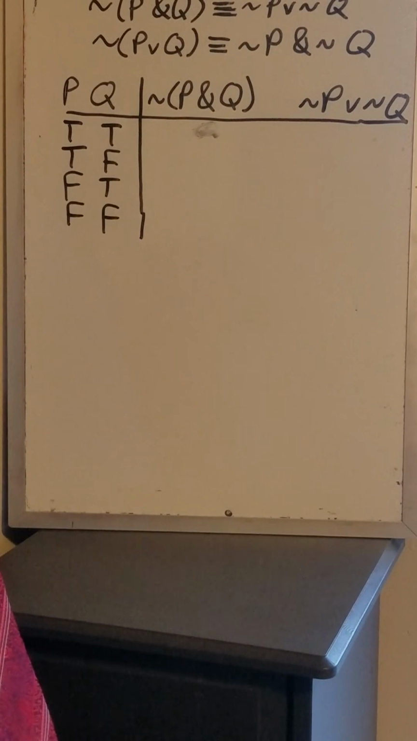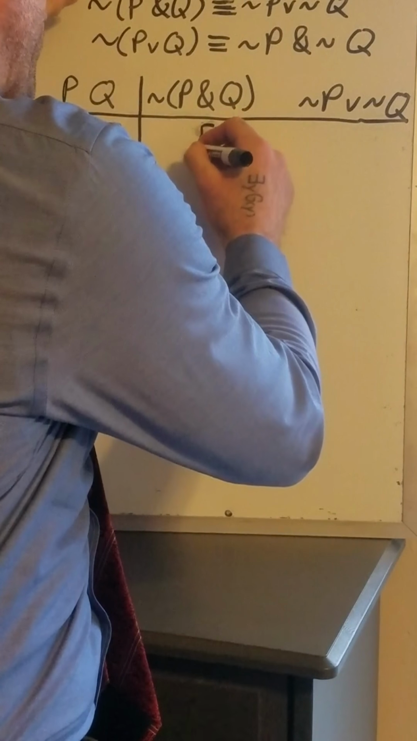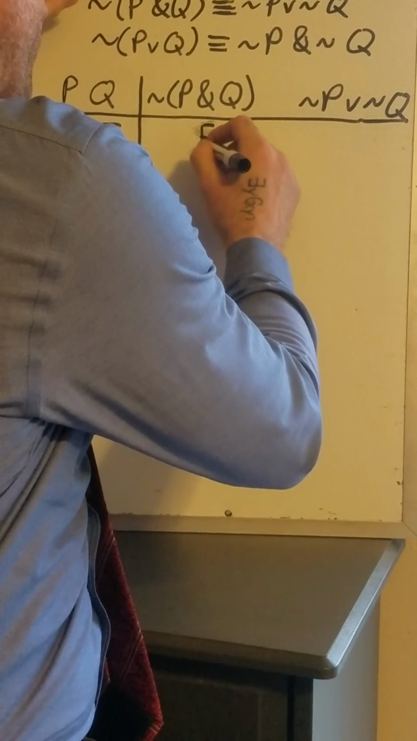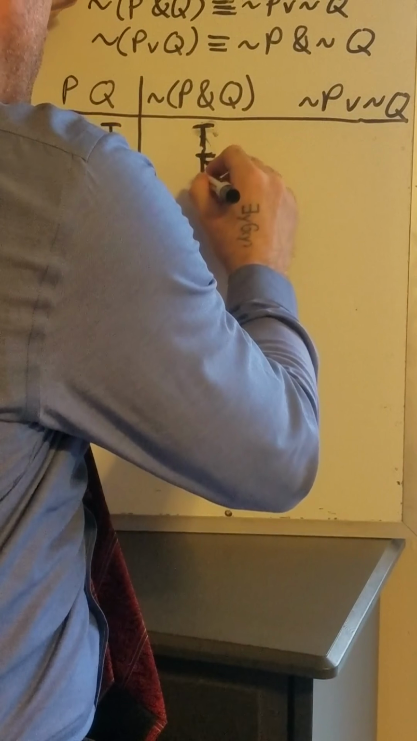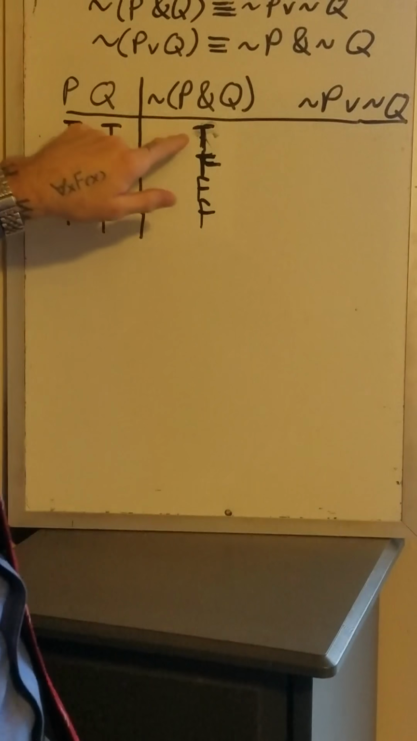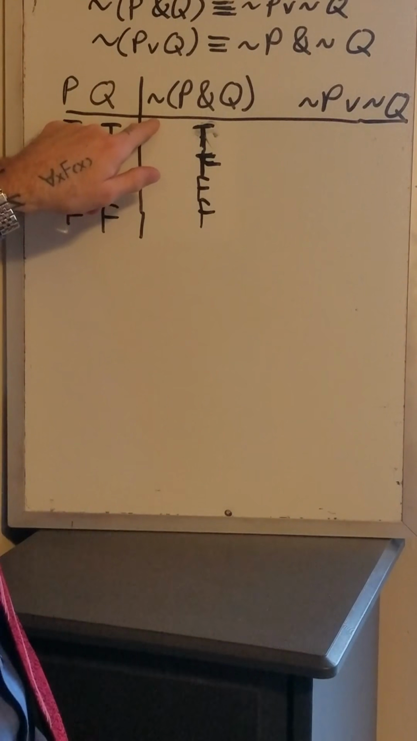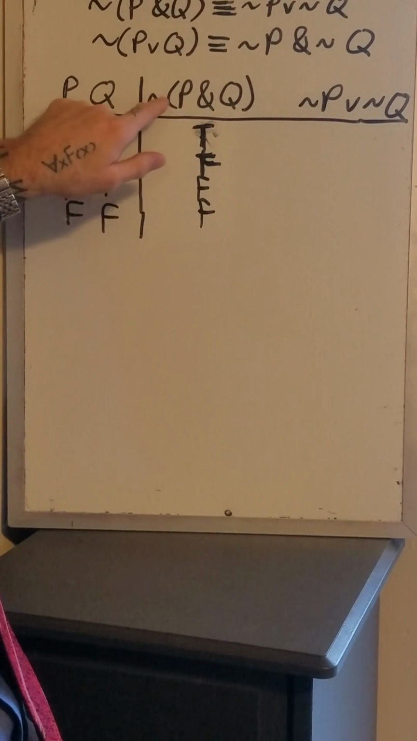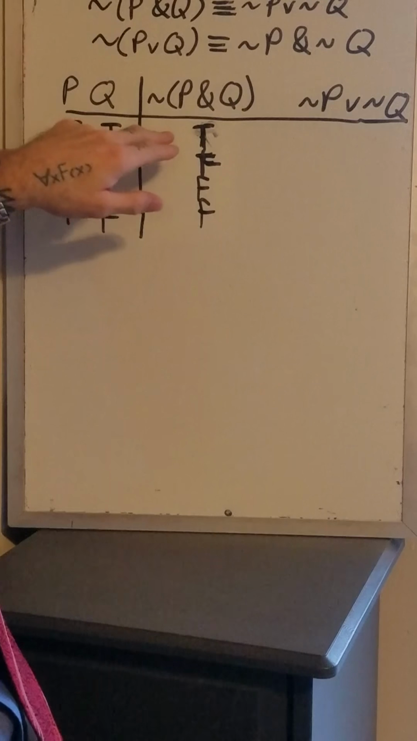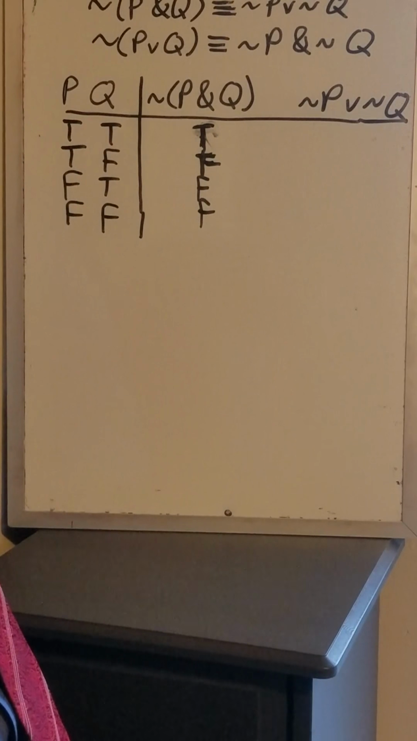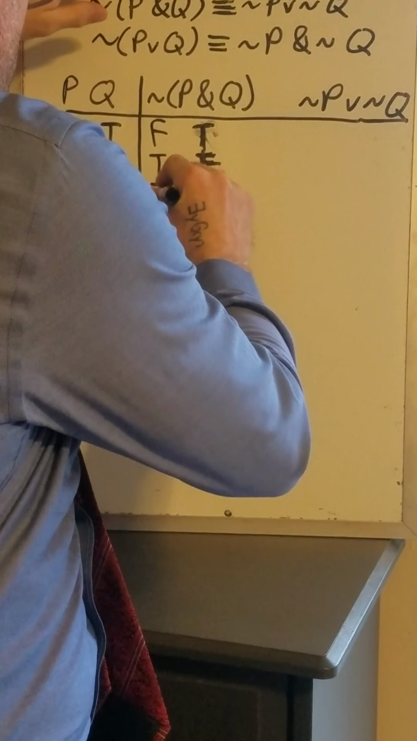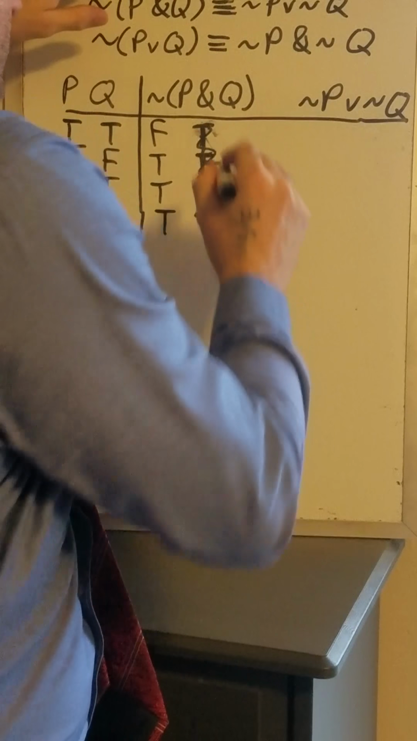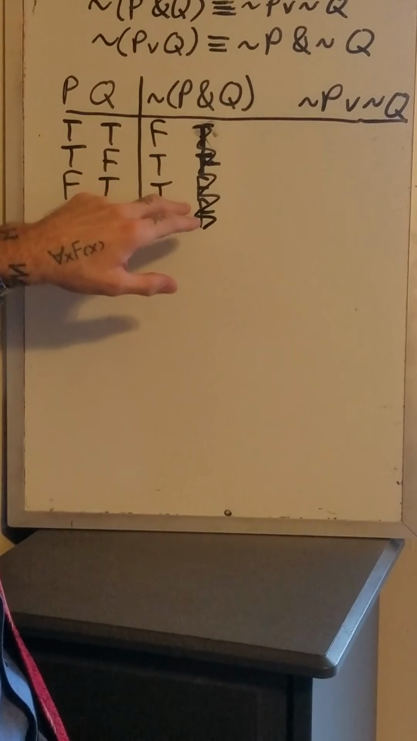So P and Q is false everywhere but on the first line. Remember, you can look at the characteristic truth tables to remind you of this. So it's false everywhere but on the first line. And then this negation, that's the main connective in this sentence, is just going to flip all of these. So it becomes false, true, true, true.